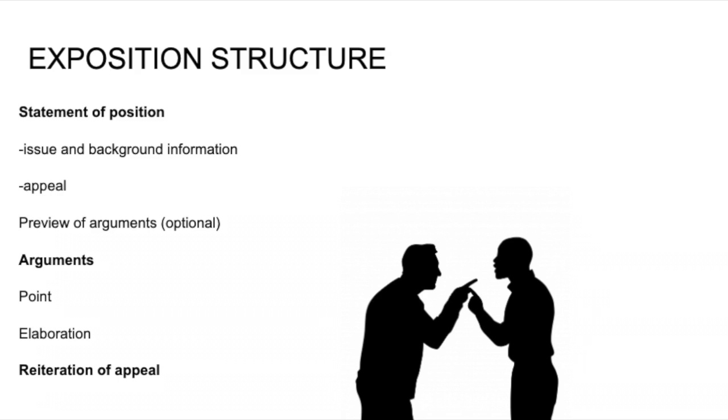You might preview your arguments in this first part of your exposition, but again, that's optional. And then you start your arguments. So you have your point and then you elaborate. With your elaboration, you might put statistics or extra information there, some facts perhaps to support what you're saying. And then obviously at the end, you reiterate that appeal because you're trying to persuade a person about your point of view.